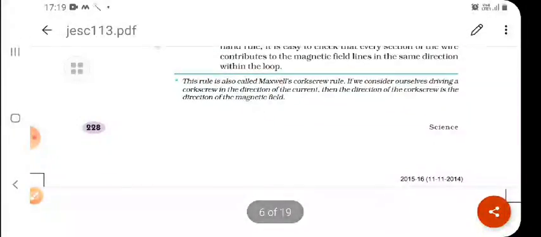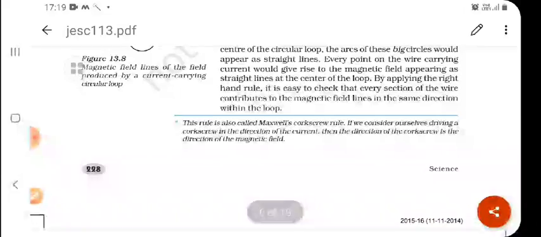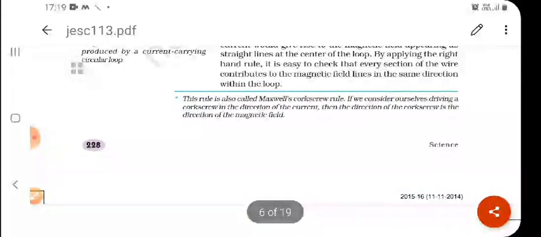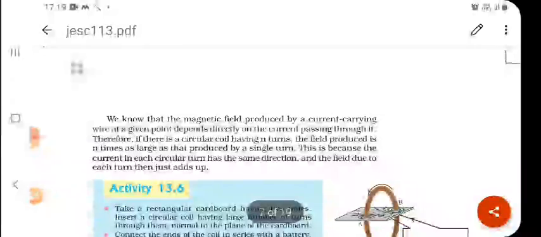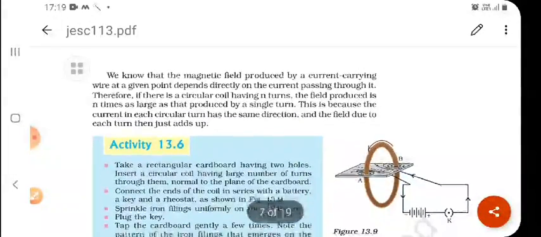This rule is also called the Maxwell's corkscrew rule. If we consider ourselves driving a corkscrew in the direction of the current, then the direction of the corkscrew is the direction of the magnetic field. Okay, so we know that the magnetic field produced by a current carrying wire at a given point depends directly on the current passing through it.